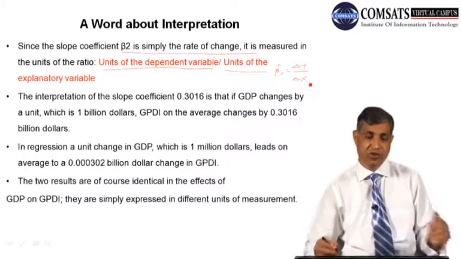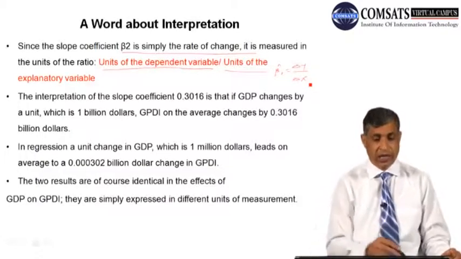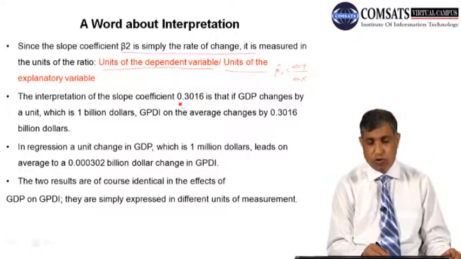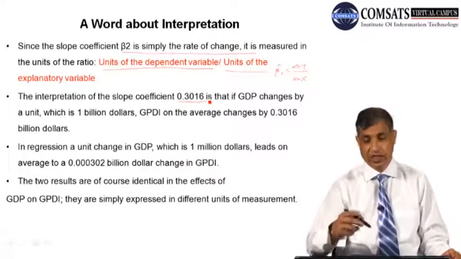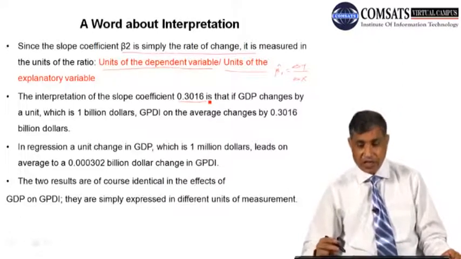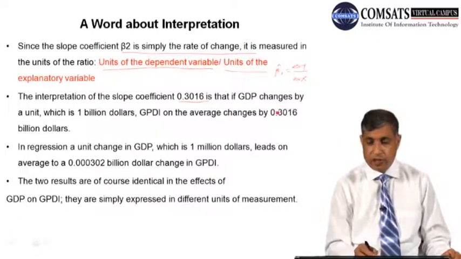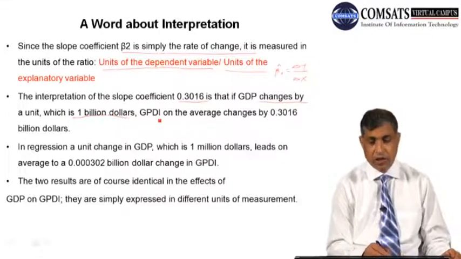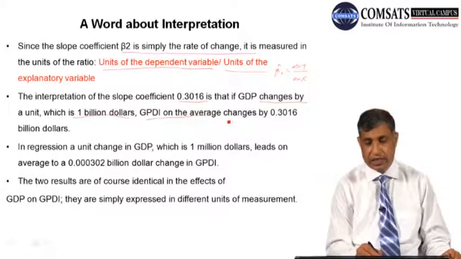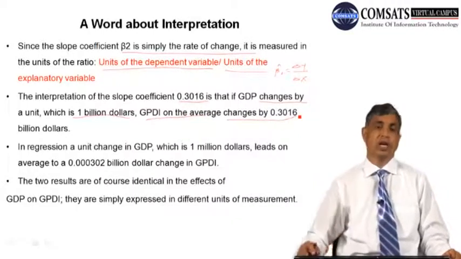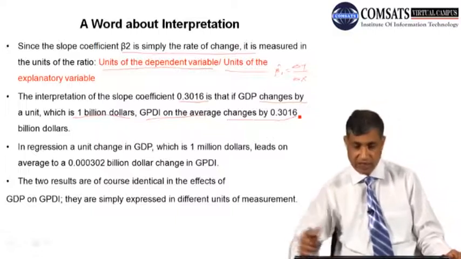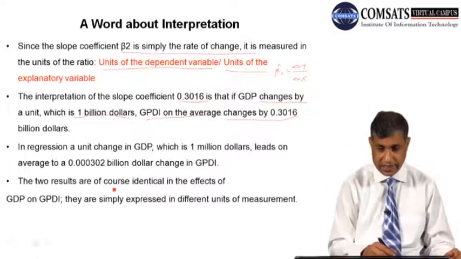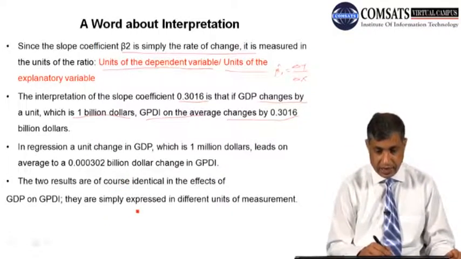So it is a ratio between this. So what happens with the interpretation of the slope coefficient? When GDP changes by a unit, which is $1 billion, GDP on average changes by this amount. I would like to explain what this is, so I would like to write it here.